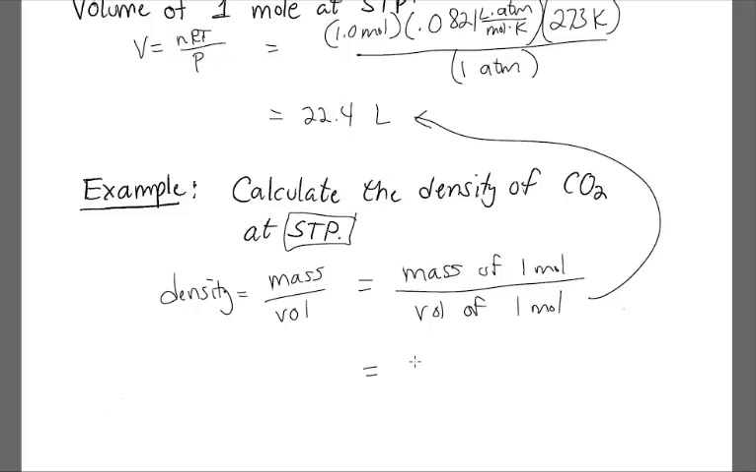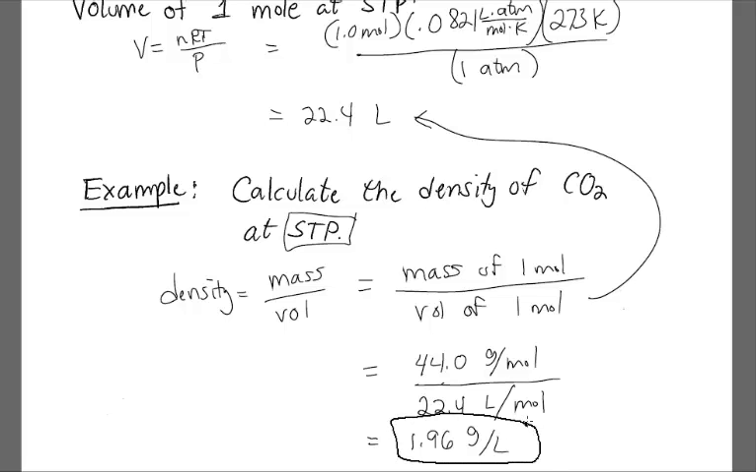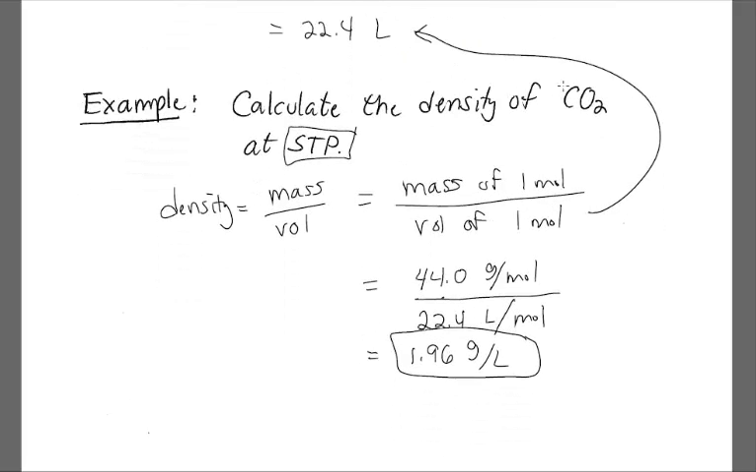So for carbon dioxide, the molar mass is 44 grams per mole, and the volume at STP is 22.4 liters per mole. So your units will then come out to be 1.96 grams per liter is the density. So you can calculate the density of any gas at STP easily using the number for the volume of 1 mole. And again, you can always calculate it from the ideal gas law. You can always derive it if you don't remember what it is.